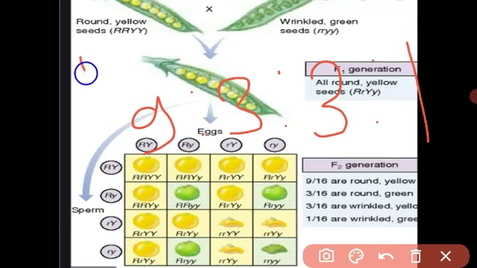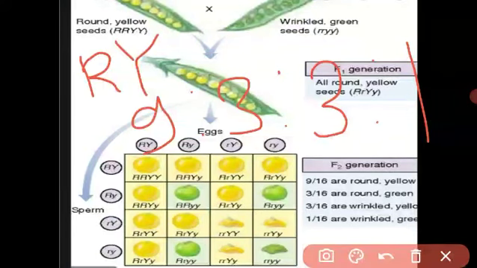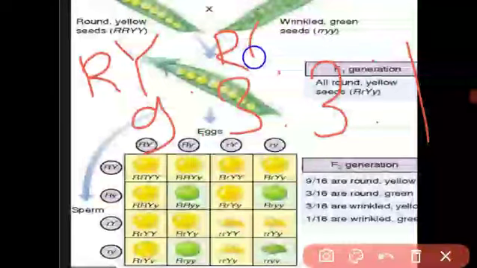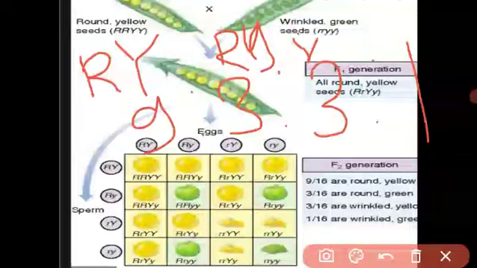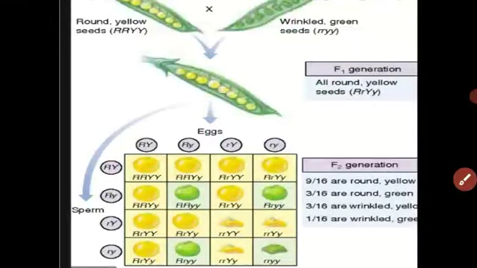It means 9 seeds are round and yellow, 3 seeds are round and green, 3 seeds are yellow and wrinkled, and only one is wrinkled and green. This is the dihybrid cross, and by crossing two contrasting characters, Mendel gave the law of inheritance, the law of independent assortment.